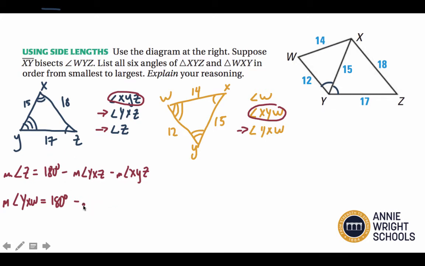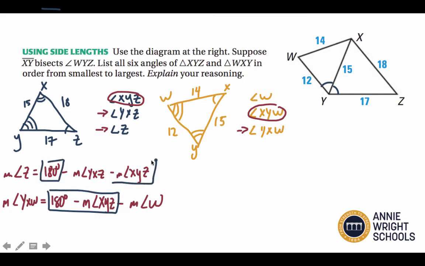Yep. The measure of angle YXW is less than angle XYZ, which I'm going to call that because it's the same as that angle, and minus the measure of angle W. Good? Now, if I put this here, it's the same as this and this.